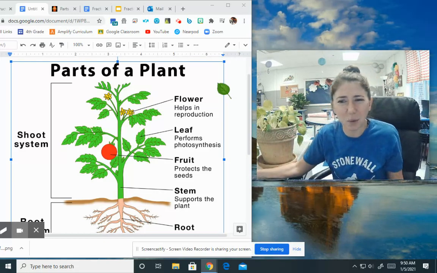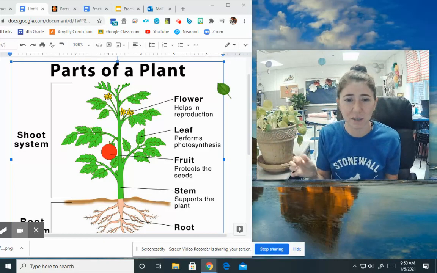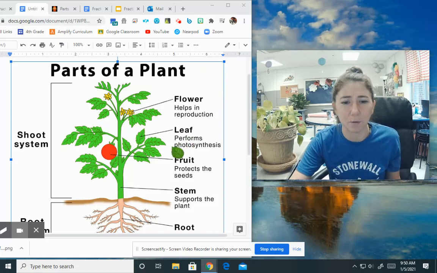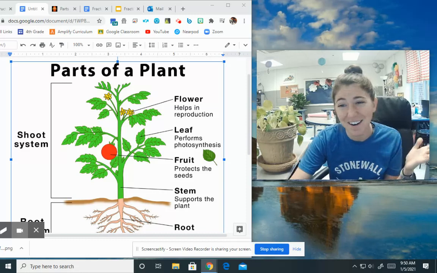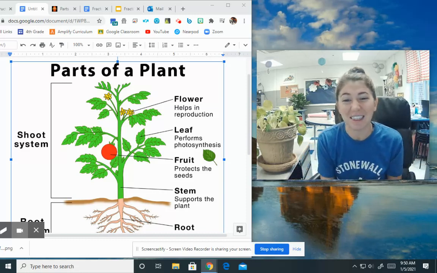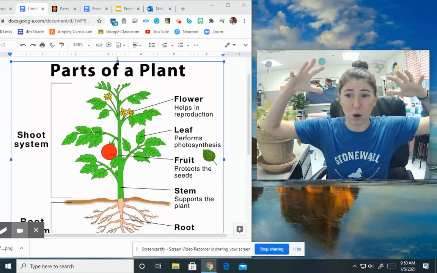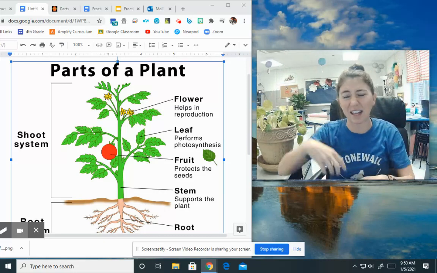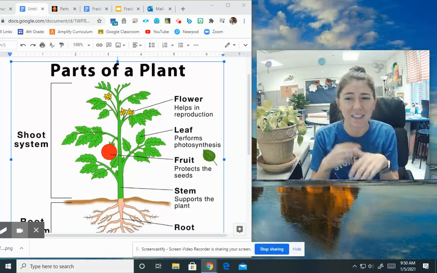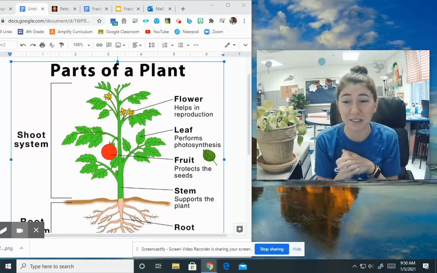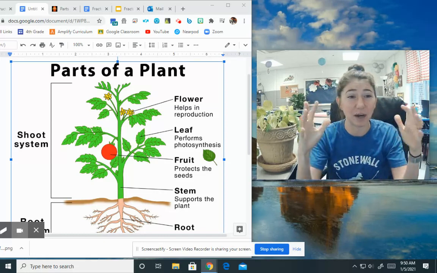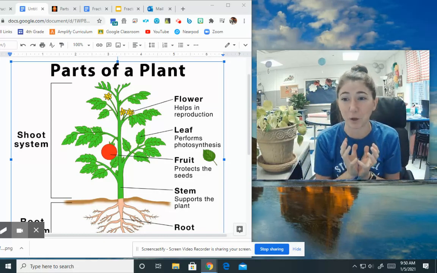So we think about what is the function of the leaves? Well, over here it says to perform photosynthesis. Fancy word. That just means that the leaves absorb sun, and they take the water, and they go through this process called photosynthesis. But that's just where the sun gives the plant food. So the sun is feeding the plant.